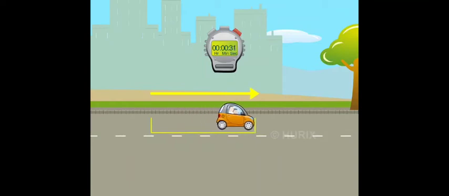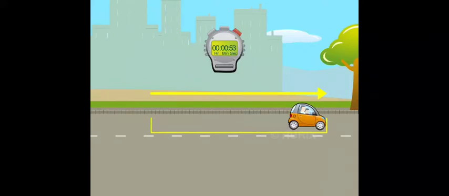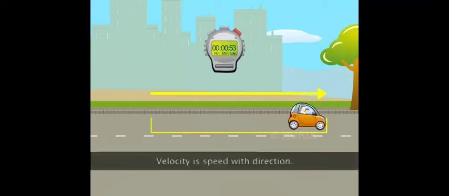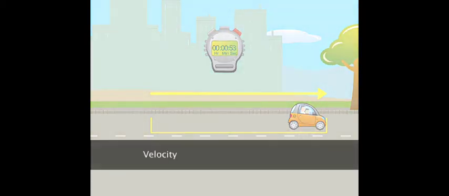If we consider the direction of motion also, then the rate of motion is the velocity of the object. In other words, velocity is speed with direction. Velocity is calculated as the displacement of an object in unit time. Velocity is denoted by v, S denotes displacement, and T denotes the total time.